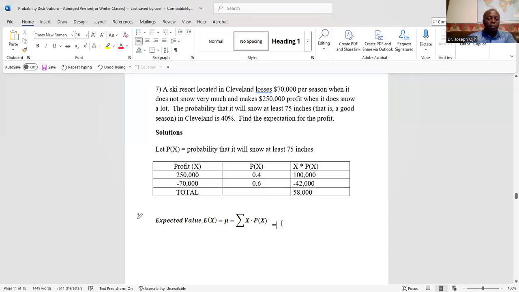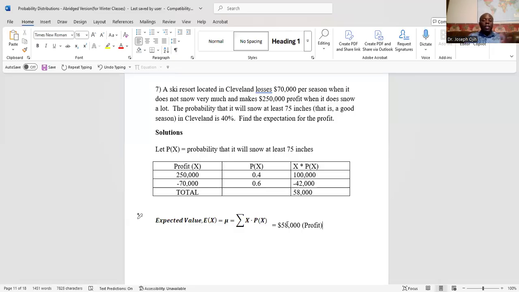Excuse me, how did you get 0.6? Because it says a 40% chance that it will snow at least 75 inches. The opposite is 60%. If it is 40% that something will happen, then the chance that it will not happen is 100 minus 40, which is 60%. That's how the 0.6 came. Oh, okay. So you've got $58,000, which is a profit. So it's a good business.